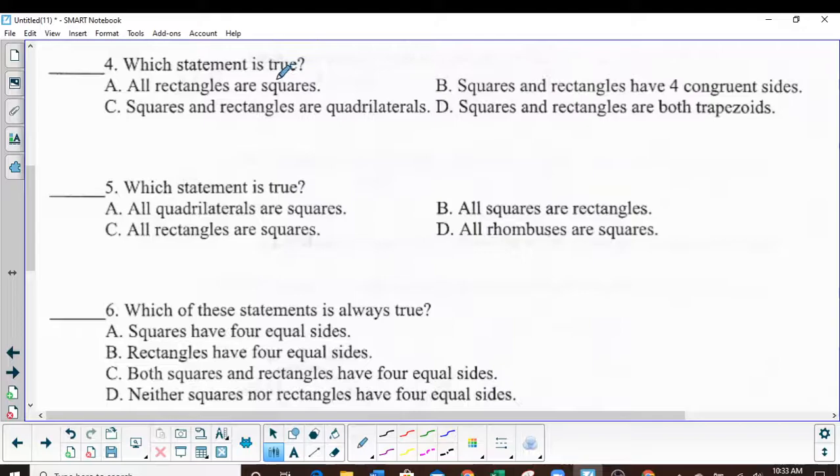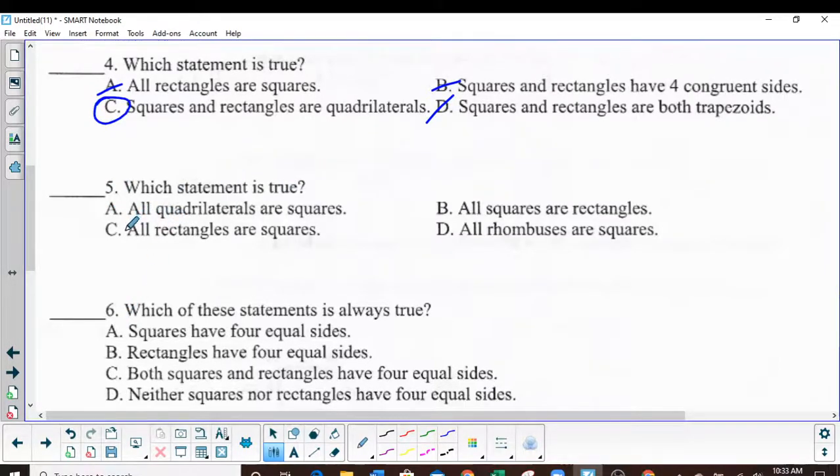Which statement is true? All rectangles are squares. Nope. B, squares and rectangles have 4 congruent sides. Not rectangles. C, squares and rectangles are quads. Yes, they're quads. D, squares and rects are both traps. No.